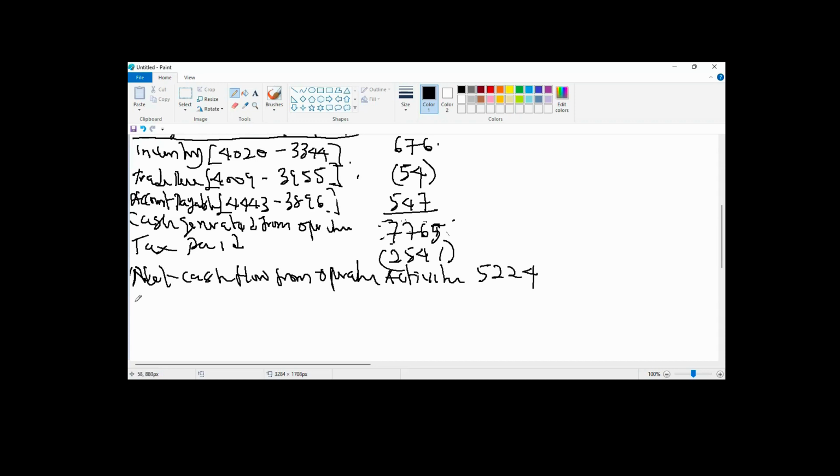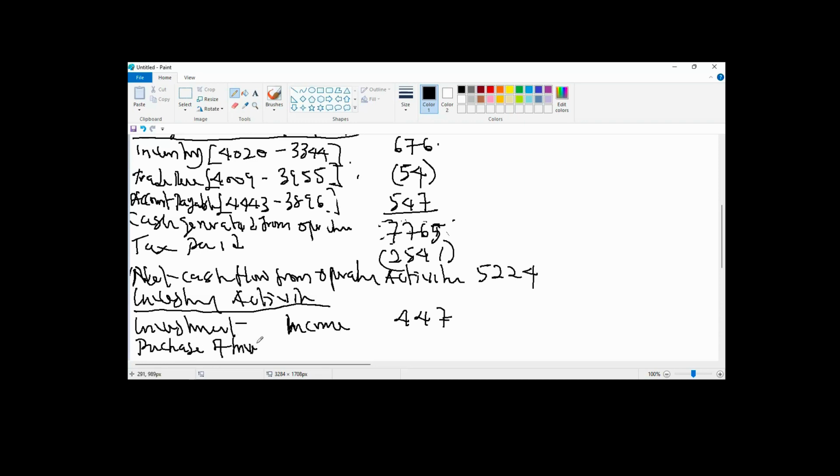That is it. Investing activities. Oh, the investment income. This is what we adjust for. How much is the investment income? 447. I'll bring it here. Purchase of investments. Go to the non-current assets.